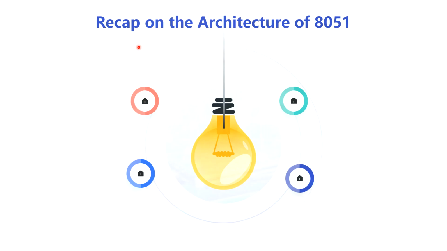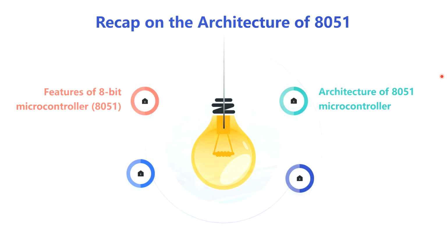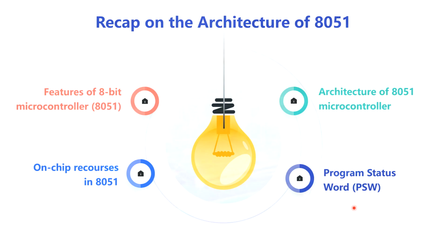Now we will see the recap on the architecture of the 8051 microcontroller. Actually, we have seen in the previous lecture, something we summarize here. First of all, features of the 8-bit microcontroller 8051. Second thing we have already discussed in the previous lecture, architecture of the 8051 microcontroller. Third thing, on-chip resources in the 8051 microcontroller. Fourth, program status word. Already we have seen in the previous lecture. Now we come to today's lecture.